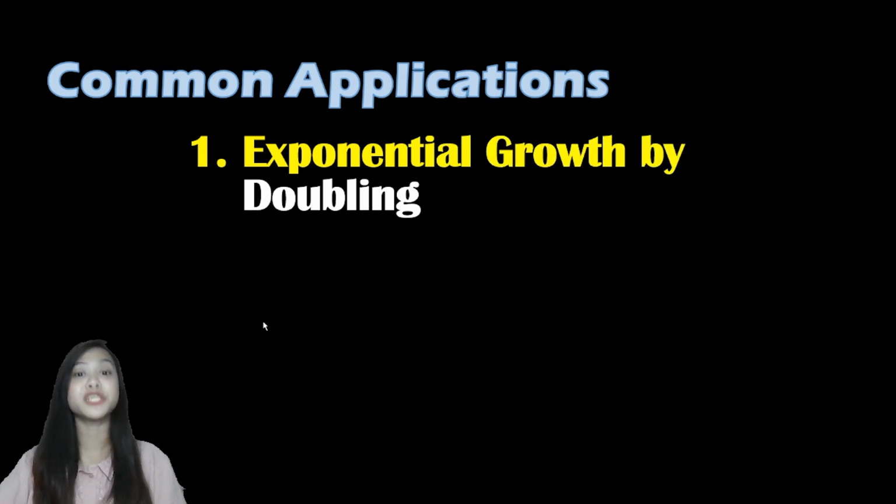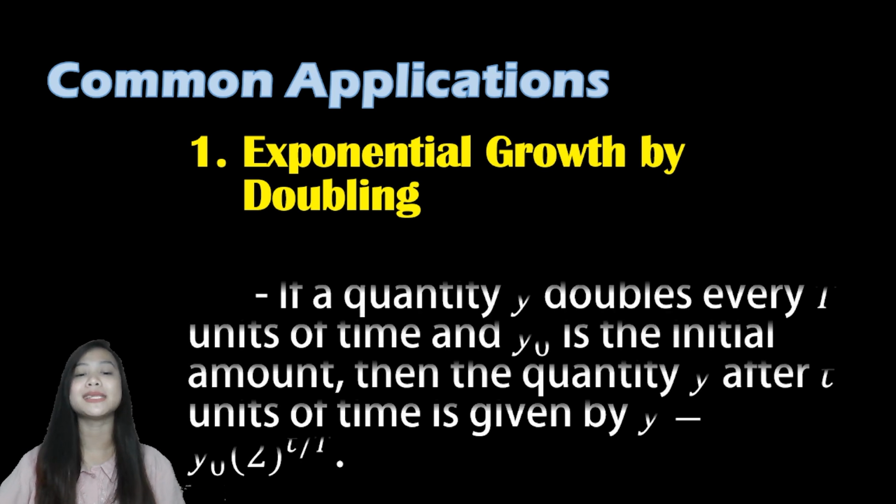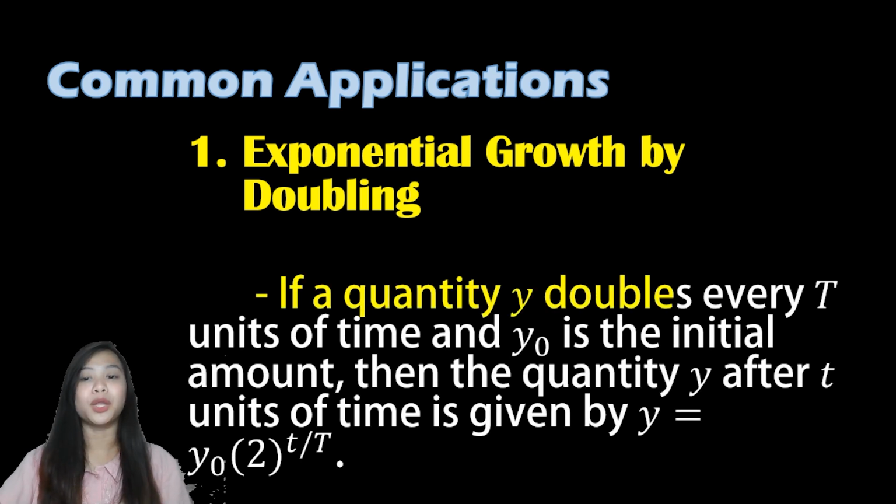Now let's look at what kind of applications we can represent with the exponential function. First, a common application is exponential growth by doubling. So how does this doubling happen? If a quantity y doubles every capital T units of time and y sub 0 is the initial amount, then the quantity y after t units of time is given by y equals y sub 0 times 2 raised to t over capital T.